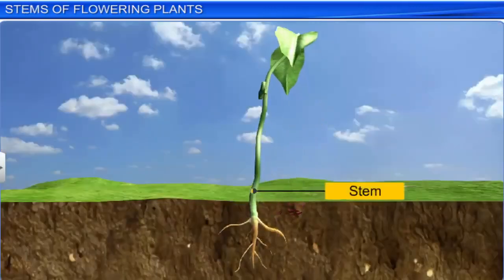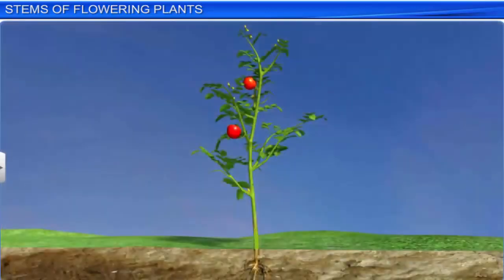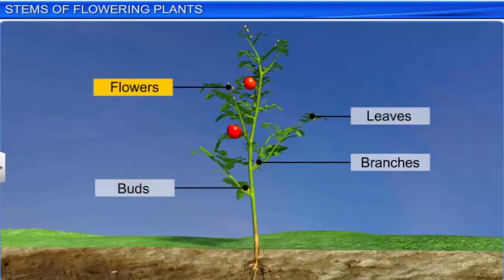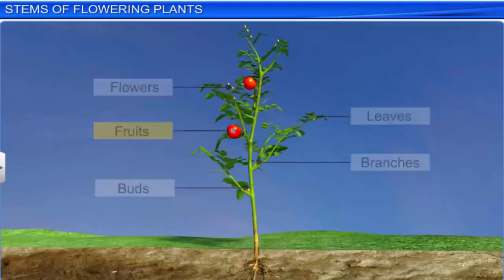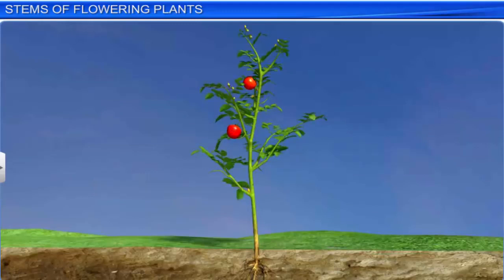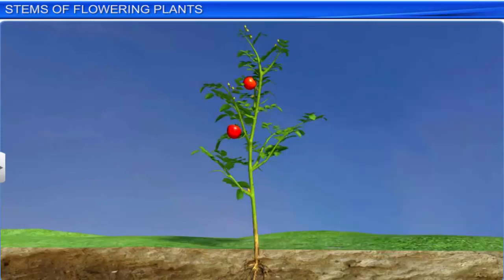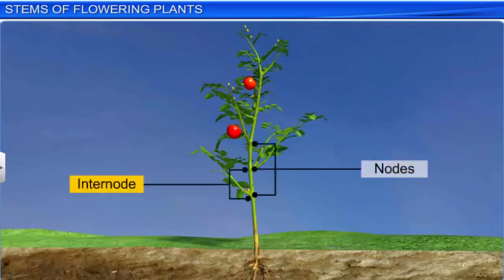A stem is a plant organ that develops from the plumule of a germinating seed. It is the main axis or stalk of a plant. It is usually green in color when young and slowly turns brown. The stem bears branches, leaves, buds, flowers and fruits. The buds growing on the stem can be either axillary or terminal. A stem usually has many nodes and internodes.